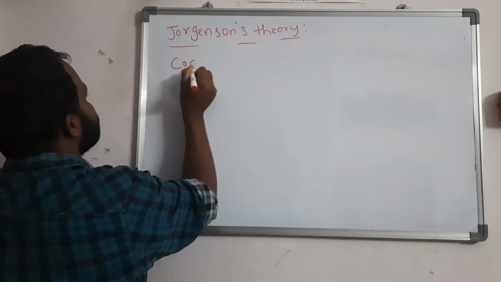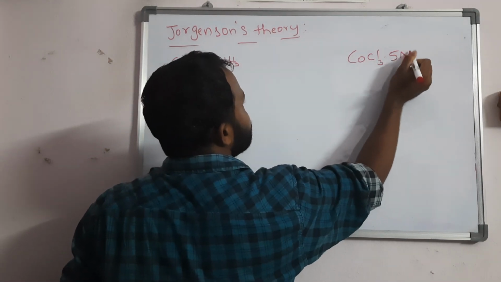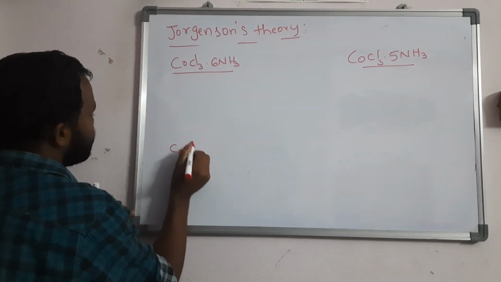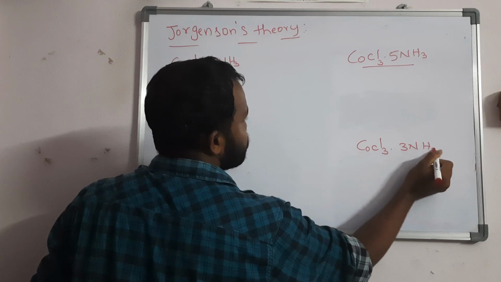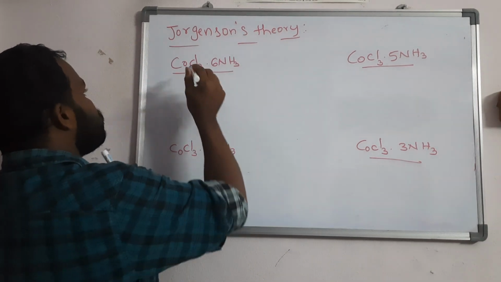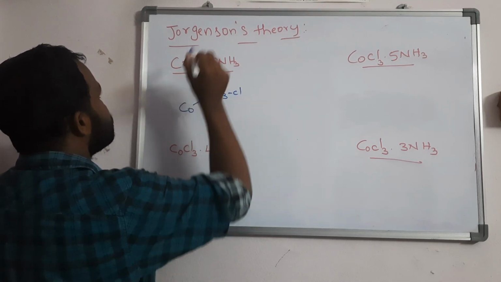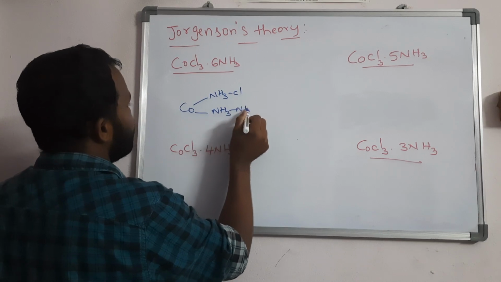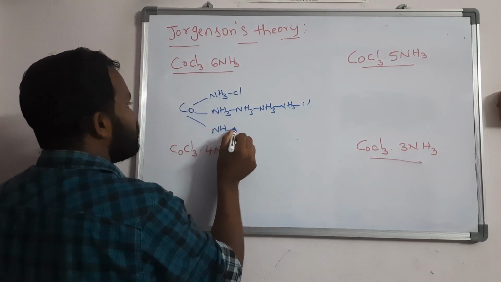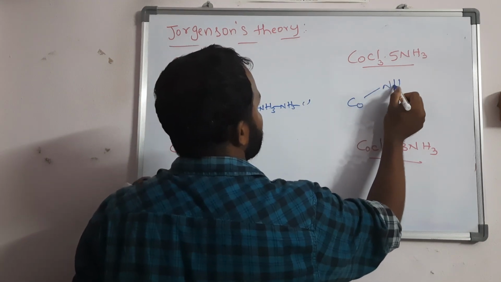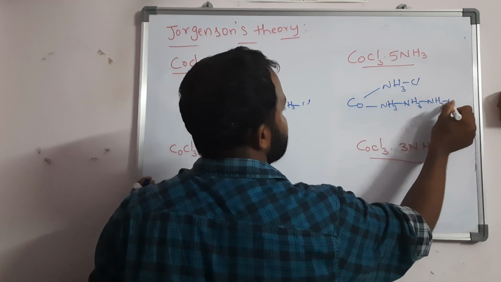First I am going to write, taking CoCl3·6NH3 as the example, and CoCl3·5NH3, the second one CoCl3·4NH3, and CoCl3·3NH3. I will write the structure one by one. First, CoCl3·6NH3, we already wrote this NH3Cl. Jorgensen gave the structural rearrangement in the form of a chain. The chain is like this: NH3, NH3, NH3, NH3Cl, and here also NH3Cl.